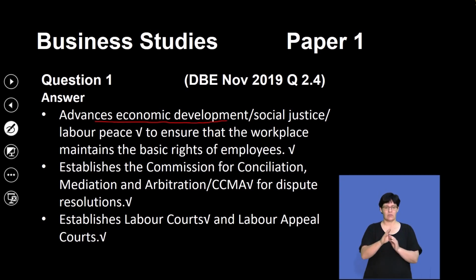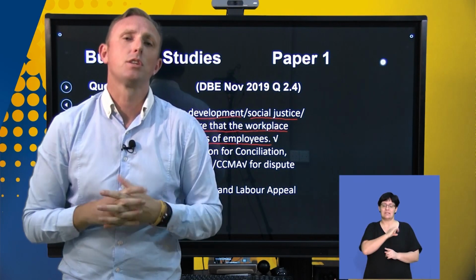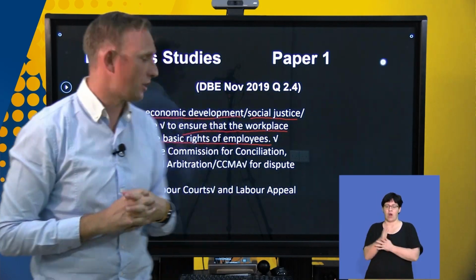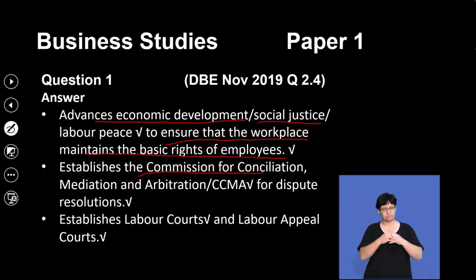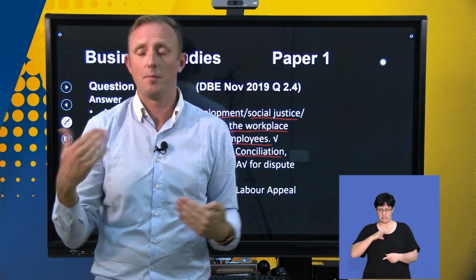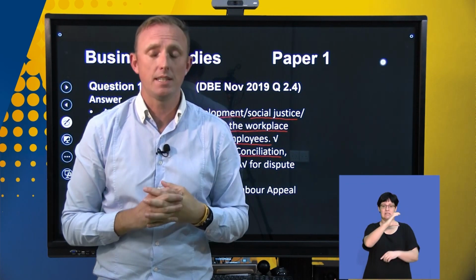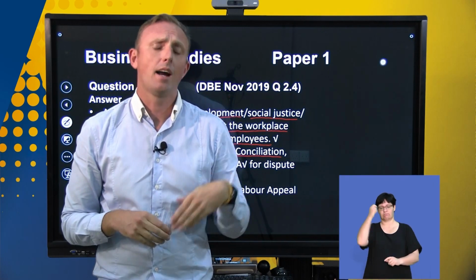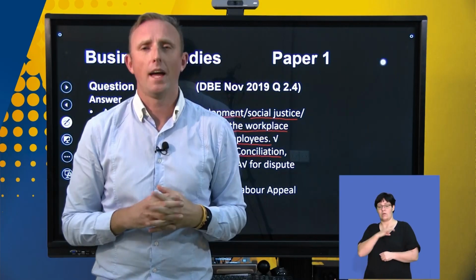It advances economic development and social justice to ensure that the workplace maintains the basic rights of employees. You know that employees are entitled to basic rights, and this just makes sure that none of the employees' rights are infringed upon. It establishes the Commission for Conciliation, Mediation and Arbitration, known as the CCMA. So if there's a dispute between the employer and the employee, they'll go to the CCMA, and they will be objective, and they will set out a ruling that either the employer or the employee will have to follow.